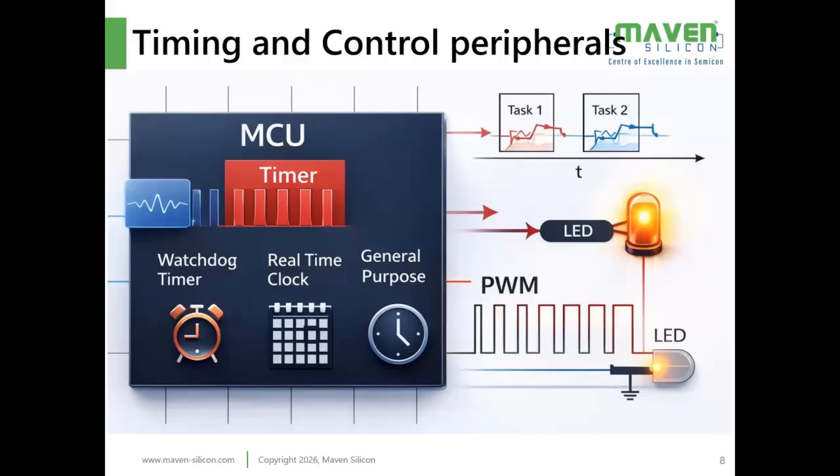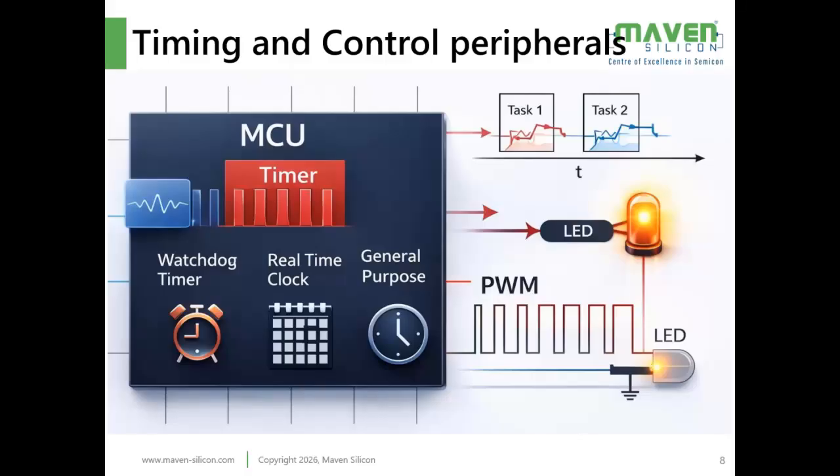Timing is everything in the embedded system. Now these timing and control peripherals are there for this purpose. So they are used to create the delays. Okay, so basically if you are seeing a blinking of LED, there is some delay of on period and there is some delay of off period. So who is used to create those accurate delays? That is the timers, right?